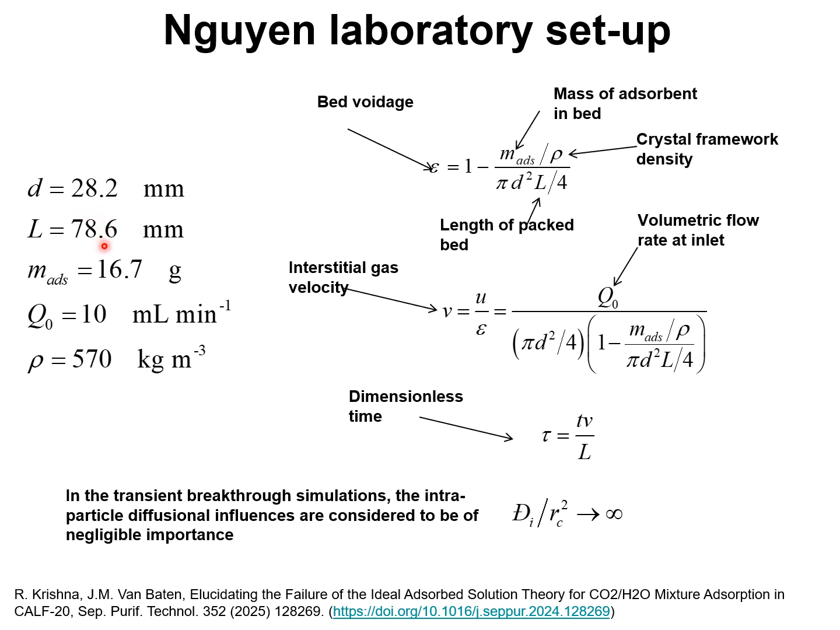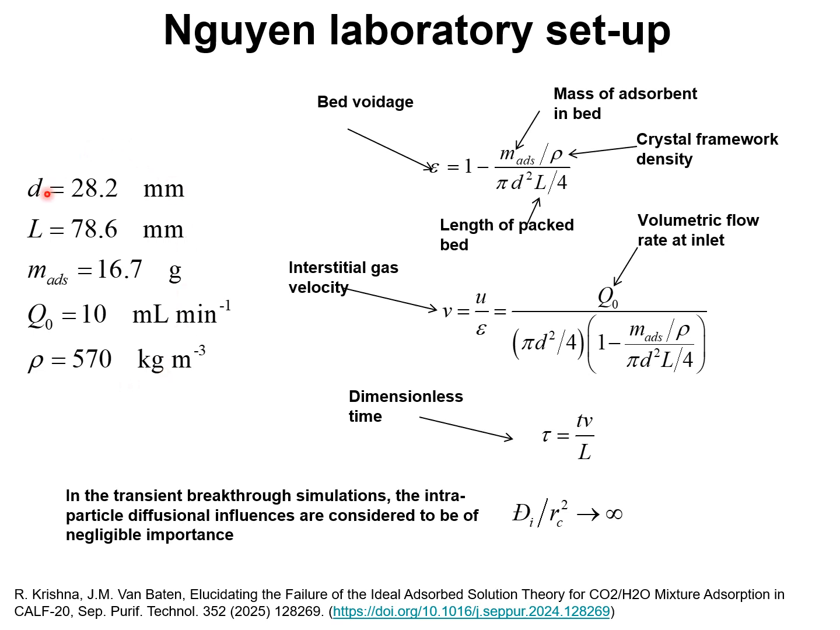The inside diameter of the tube is 28.2 millimeters. The length of the packed tube section is 78.6 millimeters. The mass of adsorbent in the tube that consists of structured CAF20 is 16.7 grams. The inlet volumetric flow rate is 10 milliliters per minute. The particle density of the CAF20 composite is 570 kilograms per cubic meter.